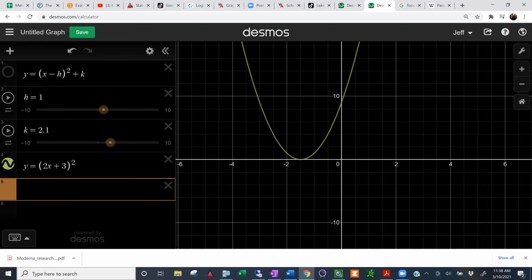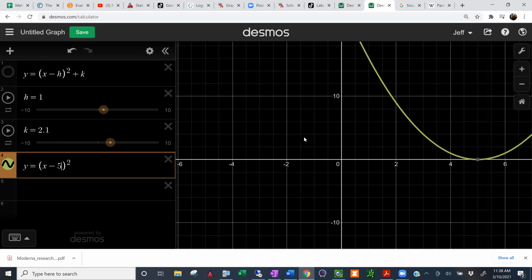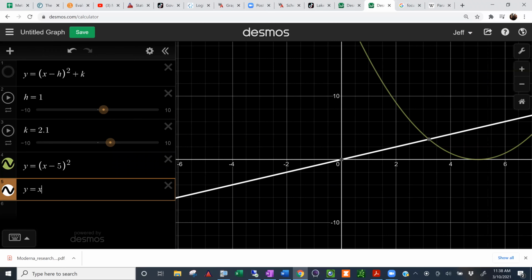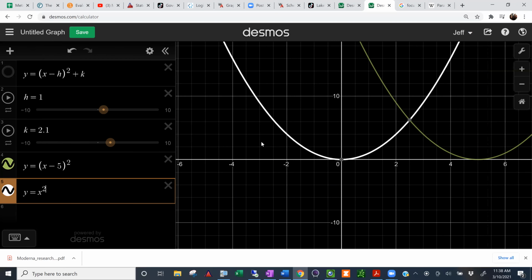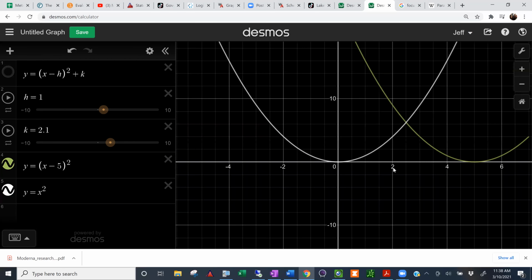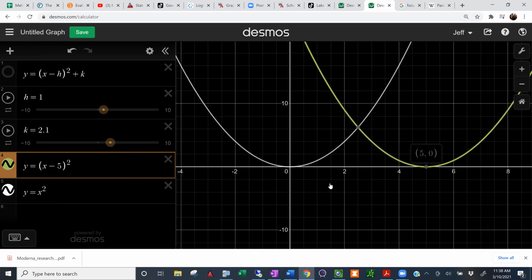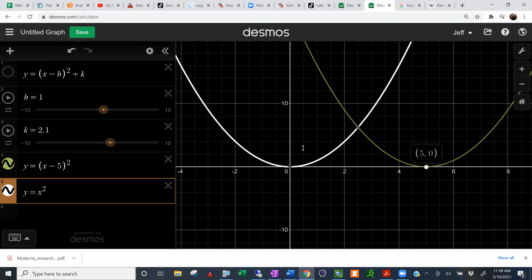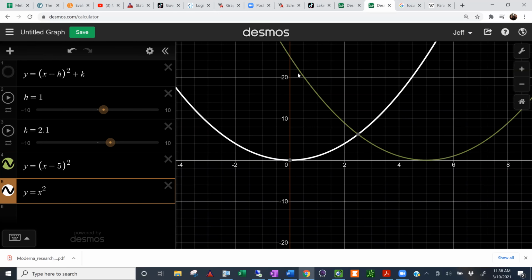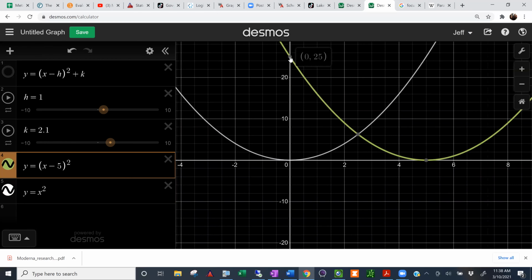I'm going to cheat. I'm just going to do x minus 5. And in fact, if you think back to what we did a long time ago, we did some shifting of graphs, right? So one of the graphs we worked with was y equals x squared. And this graph is just shifted 5 units to the right, right? You can see the vertex here at 5, 0. And if I change the scale, we should be able to see the y-intercept as well, right here at 25.